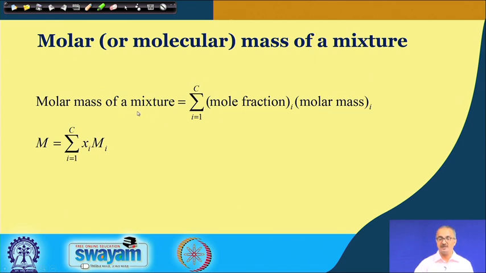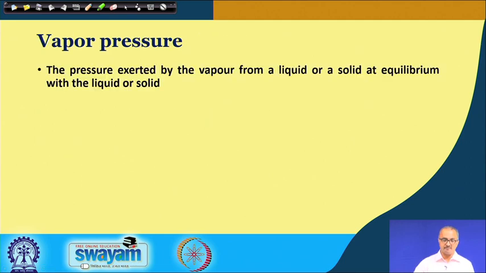and from these we can also find out the molar mass of a mixture, for example air. So, it is something like this, that we take summation of the product of the mole fraction and the molar mass of each species. So, when we do this we find that we are getting the molecular mass of the particular mixture.